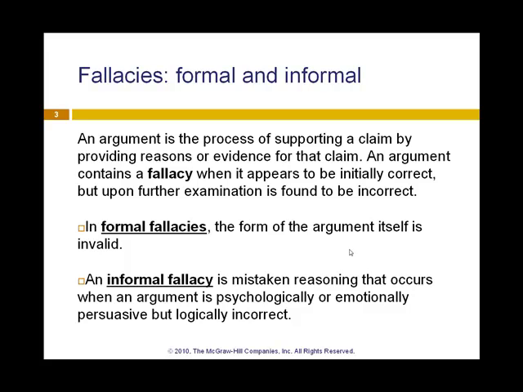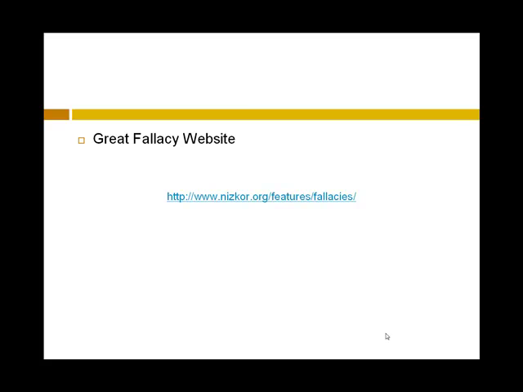In an informal fallacy, mistaken reasoning can occur when an argument is psychologically, emotionally and rhetorically persuasive, and also logically incorrect. So what you have here is a situation which is a little bit more difficult to discern than that of the formal fallacy, although at first glance it seems like it would be just the opposite. It seems like formal fallacies would be somewhat more difficult to ascertain in terms of their fallaciousness, but it turns out that it's a little bit trickier sometimes to realize when an informal fallacy has infected an argument.